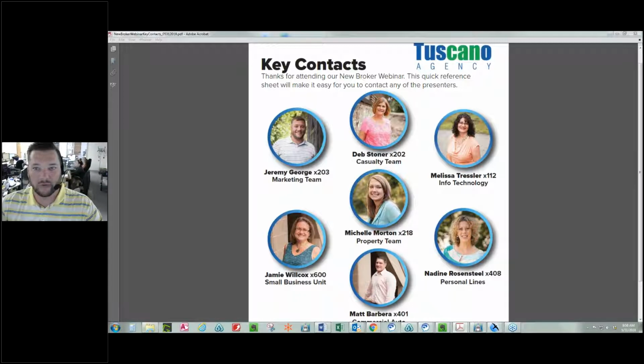I wanted to point out two features on the control panel. First of all, the handouts. You could see the new broker webinar key contact sheet with everybody who will be presenting today in the different lines of business. And also, I wanted to point out the underwriting team's handouts, and we can send you these after the webinar as well.